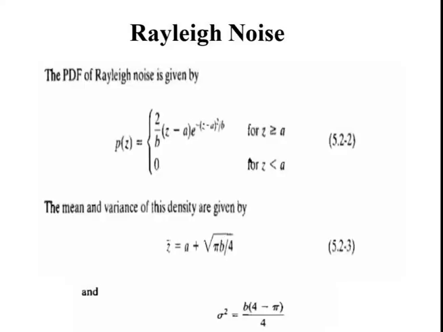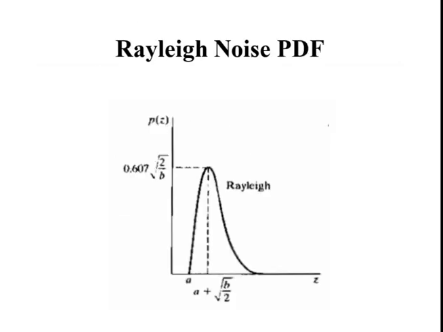Then the next type is Rayleigh noise. The PDF of Rayleigh noise is given by p of z equal to 2 upon b times (z minus a) e raised to minus (z minus a) square upon b, for z greater than or equal to a, and 0 for z less than a. The mean and the variance of this density are given by z bar equal to a plus square root of pi b by 4, and sigma square equal to b (4 minus pi) upon 4. The plot of the Rayleigh density is as shown in the figure. Note the displacement from the origin and the fact that the basic shape of this density is skewed to the right. The Rayleigh density can be quite useful for approximating skewed histograms.